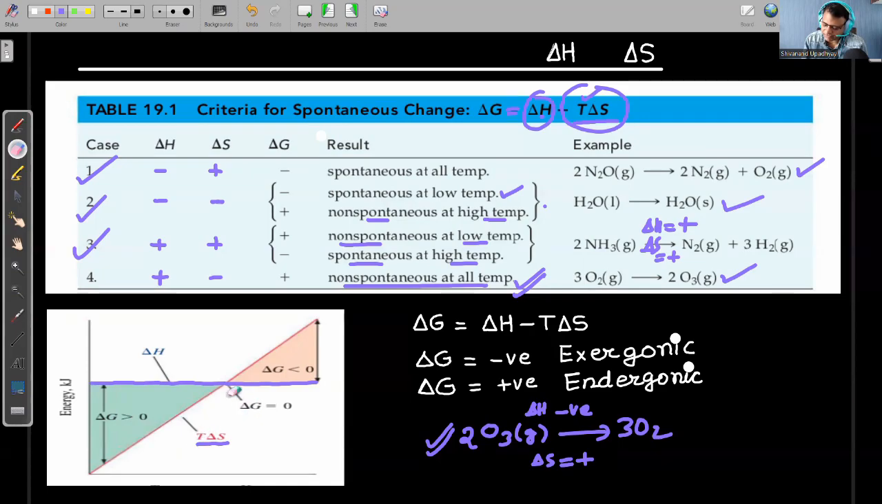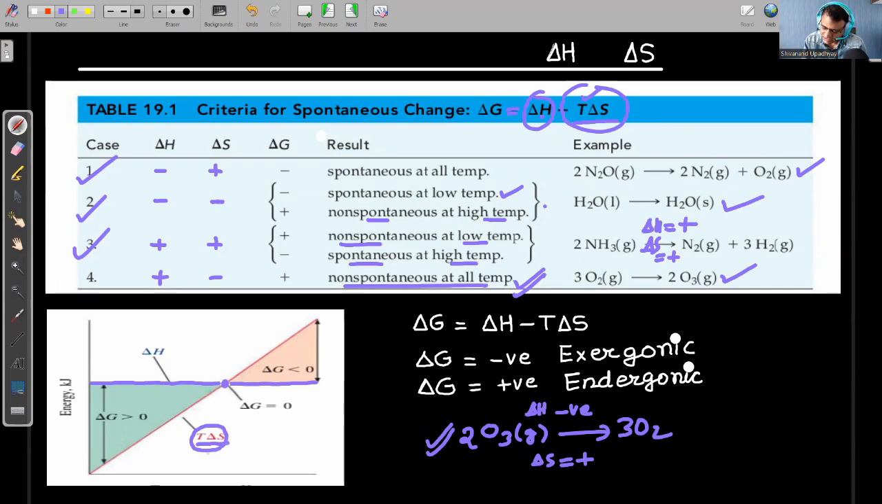So here they have given that at this point delta G is equal to 0, which means delta H is equal to T delta S, right? Delta H and T delta S both. So while considering this, we are assuming that here the T delta S value is positive, and here the T delta S value is negative.